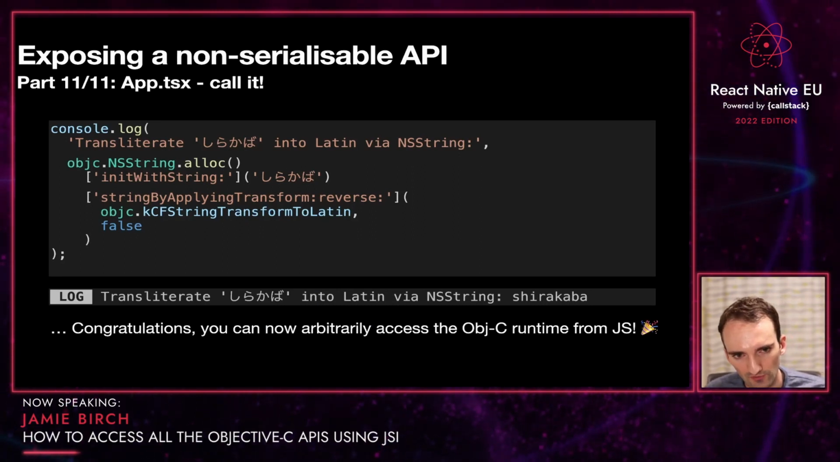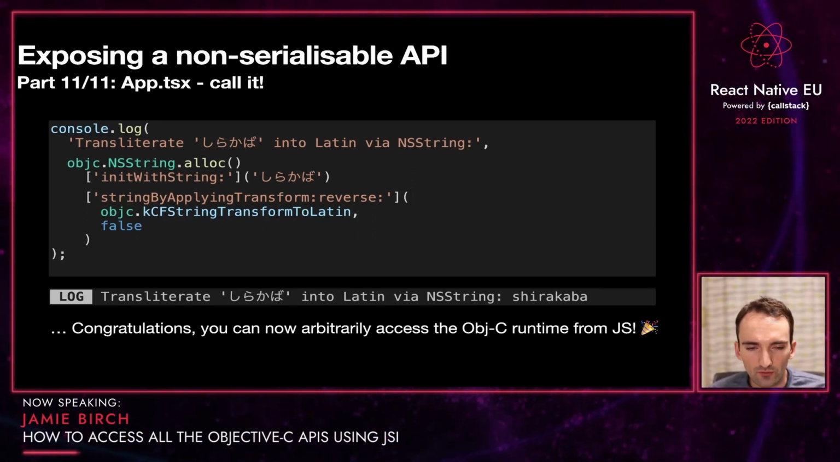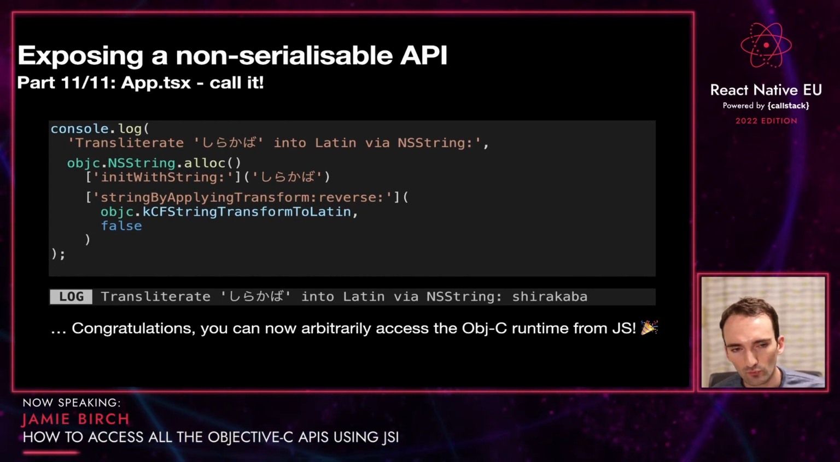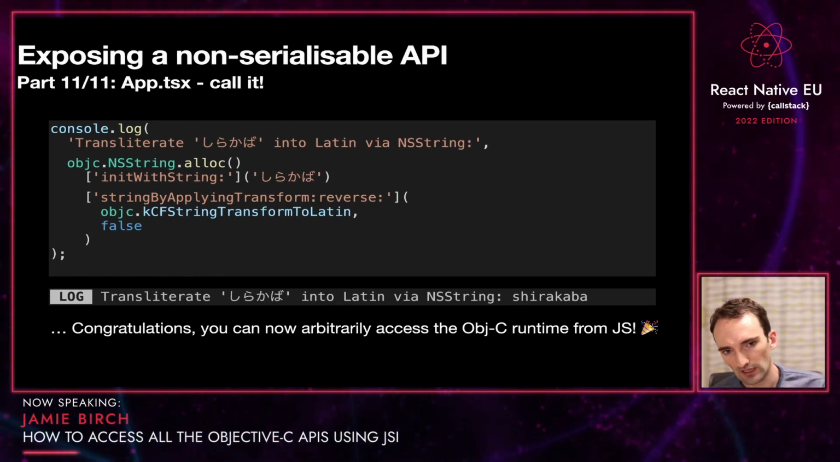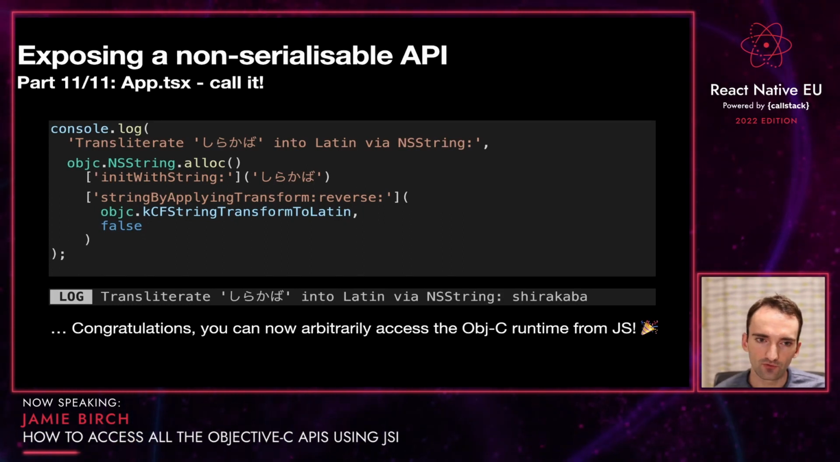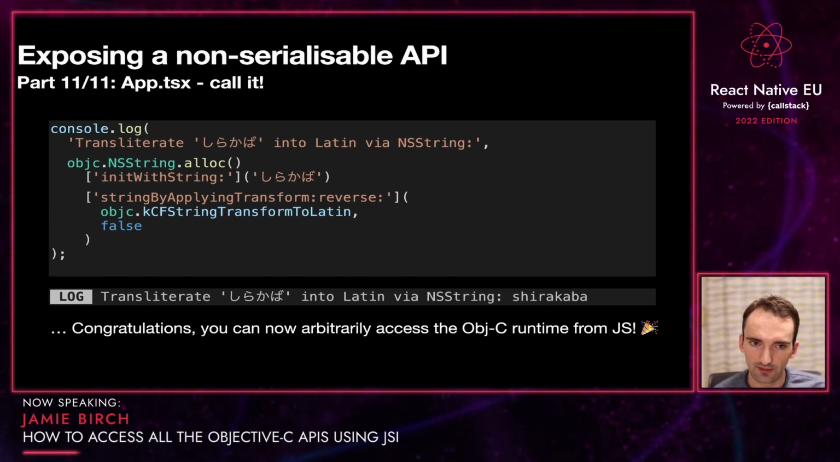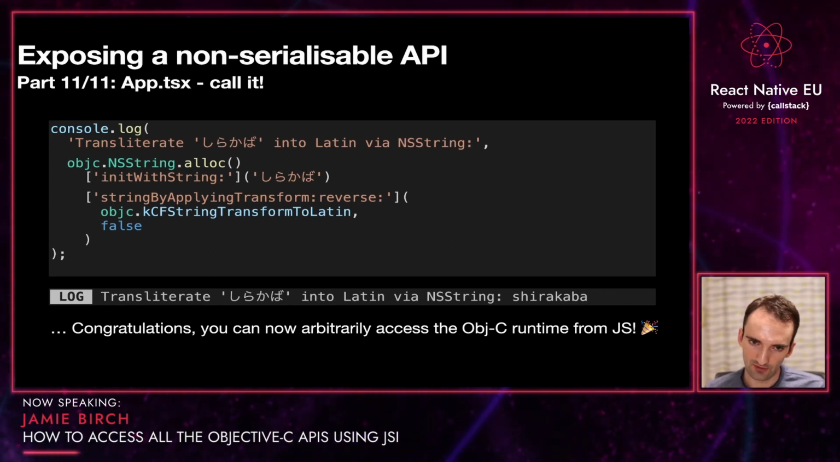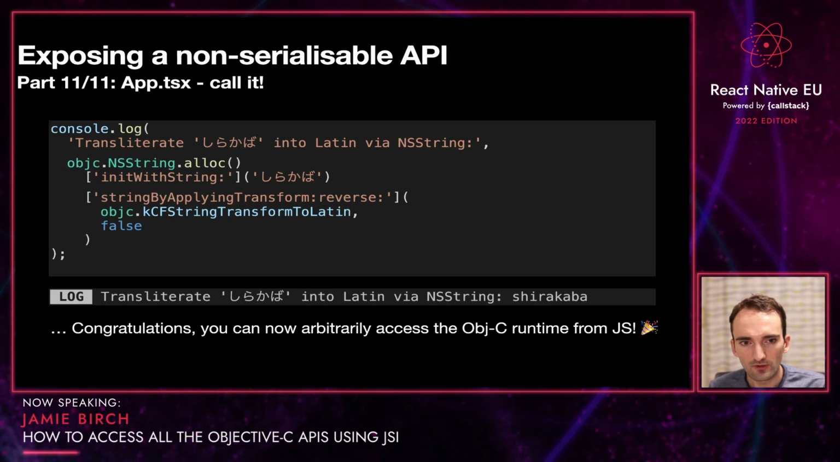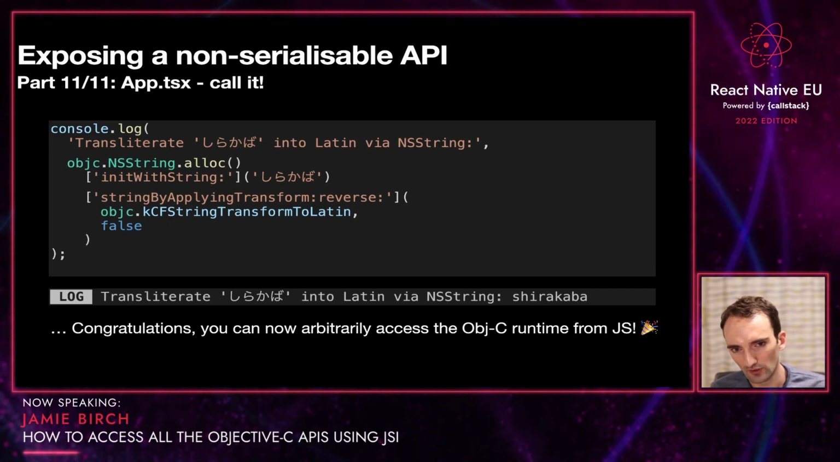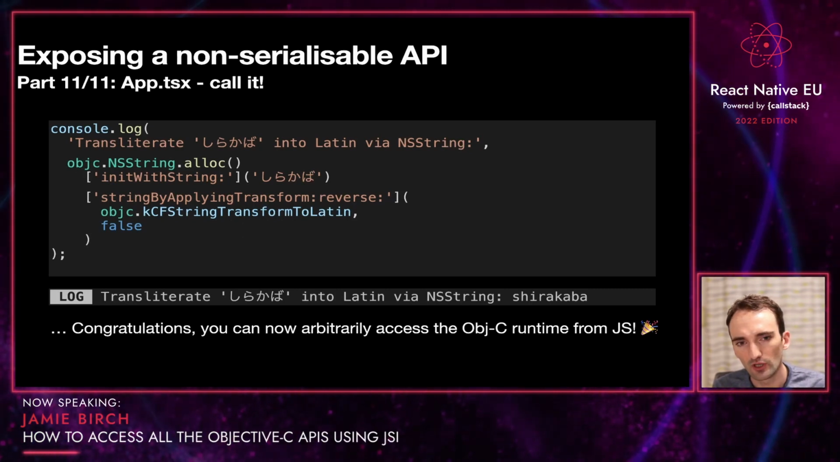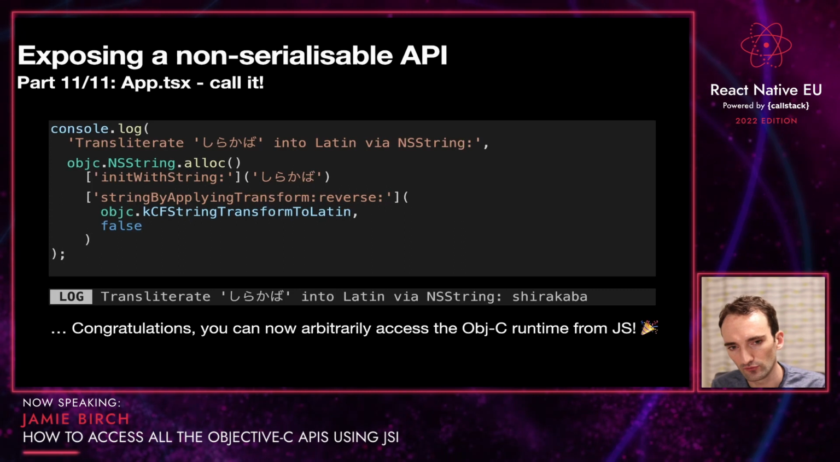Finally, we'll get into app.tsx and we will invoke it. We will try to use all the features at once. So we will ask for an NSString class, we'll allocate an instance of it, and with that instance we will call an instance method, which is another initializer. We say, here's a JavaScript string saying shirakaba, and we want to call a method on the NSString we get back from that, which is to transform that Japanese phrase into Latin.